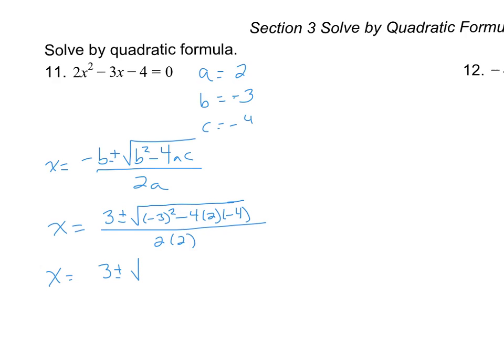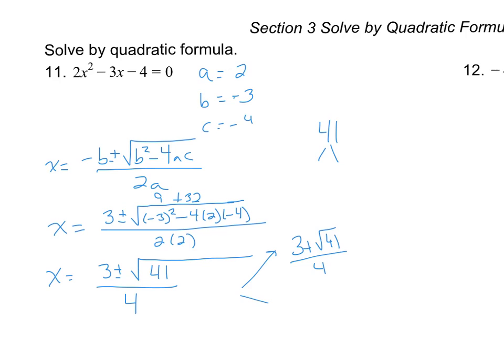So now if we work out what that discriminant is, that's 9 there, negative 4 times 2 is negative 8. Negative 8 times negative 4 is positive 32. So 9 plus 32 is 41 over 4. Now we get kind of lucky in this case because 41 does not break down. There are no perfect factors that multiply to 41. So our two solutions are just 3 plus the square root of 41 over 4, and 3 minus the square root of 41 over 4.